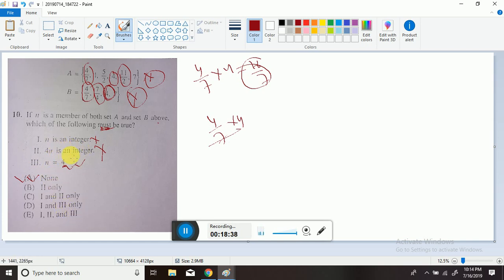But 4n is an integer. Integer means a perfect whole number. It is not an integer, it's a fraction. N is an integer, that is also not correct. So none is our correct answer.